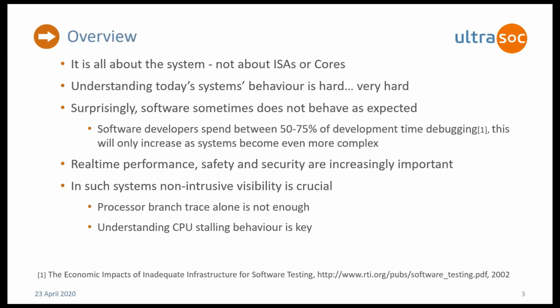One of the two methods that we're going to talk about is processor branch trace, which can provide a good visibility into the program behavior, but we maintain that in some cases this is by itself not enough. We also need to understand the times when processors are stalling and then try to understand why they are stalling.